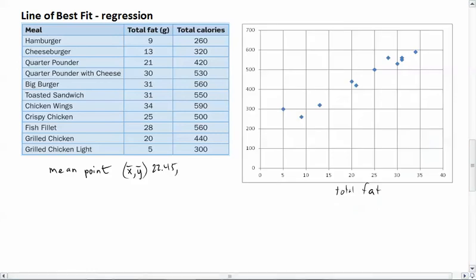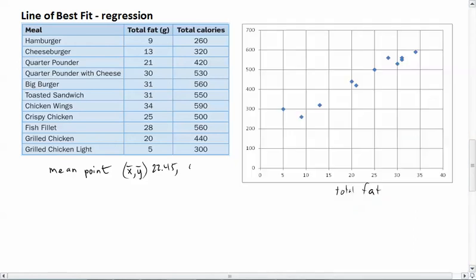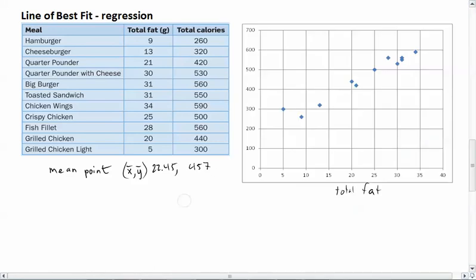22.45, comma, and then you'll notice that that gives you the sum of the x values, sum of x squared, gives you the standard deviation, all that kind of good stuff. And then we go down to the y, so the average y value is 457, just like that. Okay, and I'm just going to write down 3 sig figs there. So 457, all right, so we've got our point there.